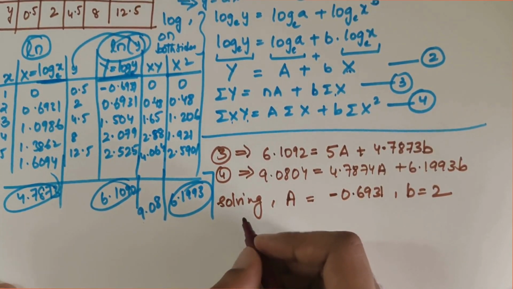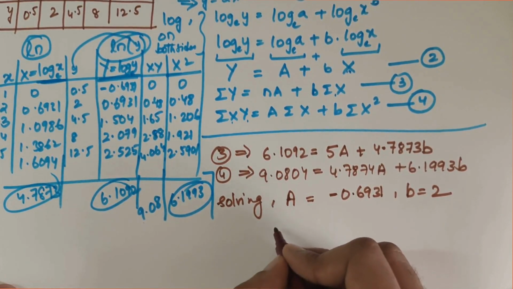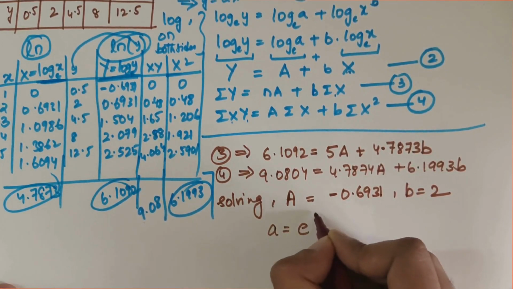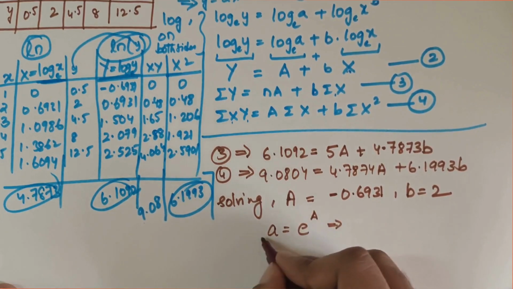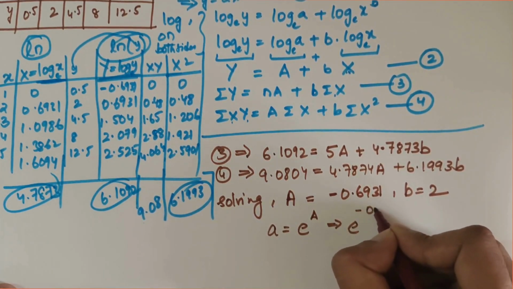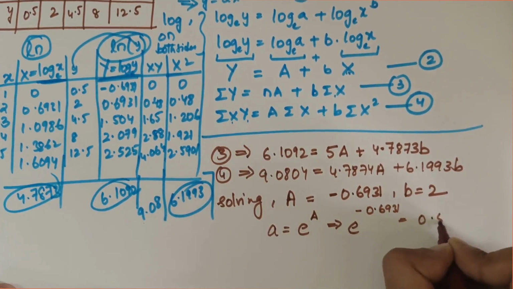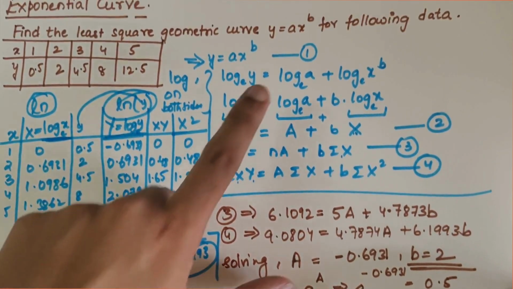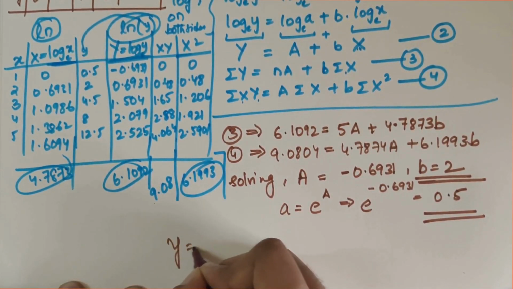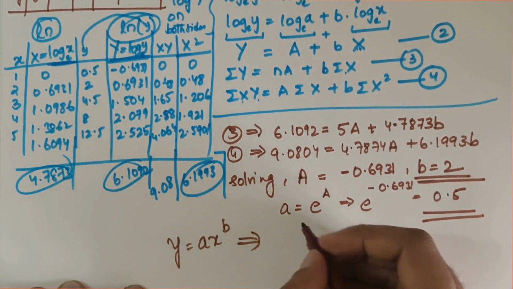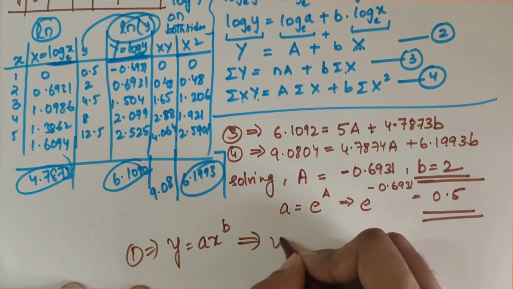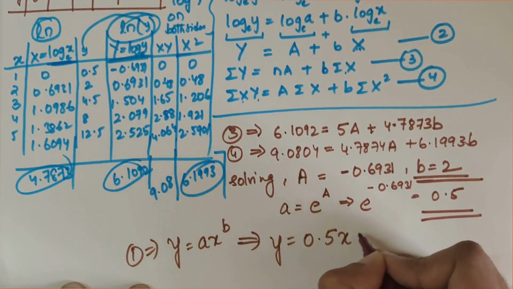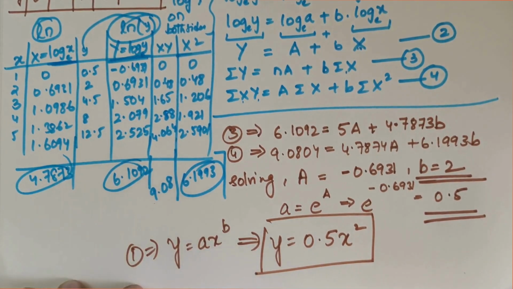Now that you have got capital A value, you should find out the small a value. Here small a is equal to e to the power A. So small a can be written as e to the power minus 0.6931, that is 0.5. So you have got small a value and small b value. Substitute it in the first equation. So y is equal to ax power b can be rewritten as y is equal to 0.5 x square. So this is the best fit curve. This is the best fit equation obtained for an exponential curve.